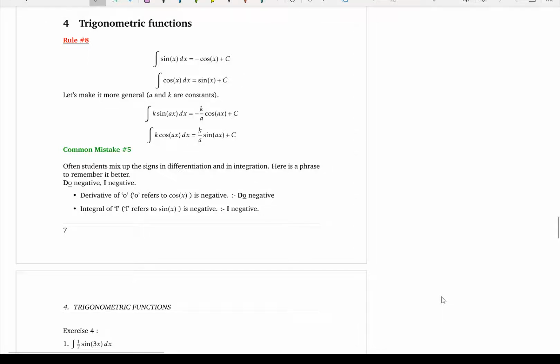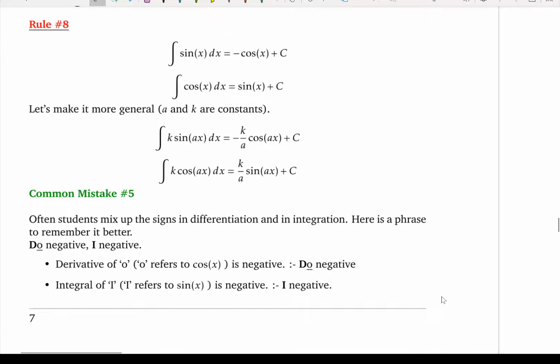Alright, so now let's learn how to integrate trigonometric functions. They're really not hard, but you have to be a little bit careful. According to the rule, if you integrate sine, you get negative cosine. If you integrate cosine, you get sine.